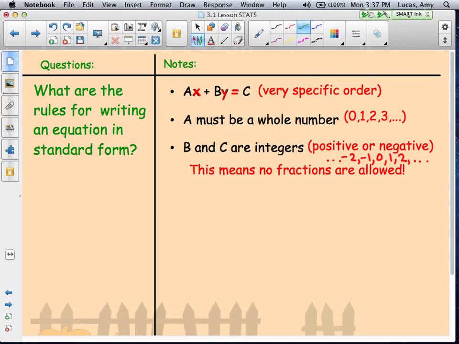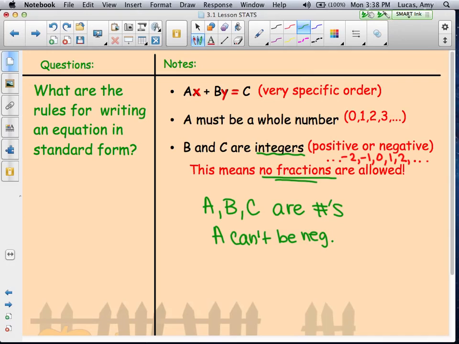So A, B, and C. I think about it like A, B, and C, they're all numbers, okay? A can't be negative. B and C, they can be negative. But because we said that they had to be integers, that means no fractions, no decimals are allowed. Integers are like the numbers on a number line. A just has to be positive, like a positive integer. B and C can be positive or negative integers. And that order is super specific.